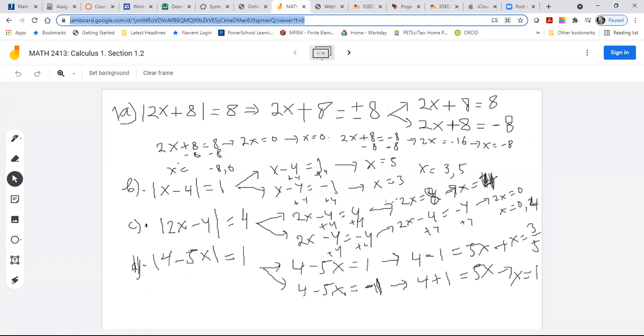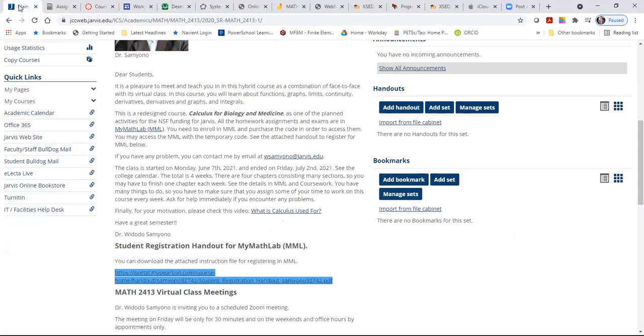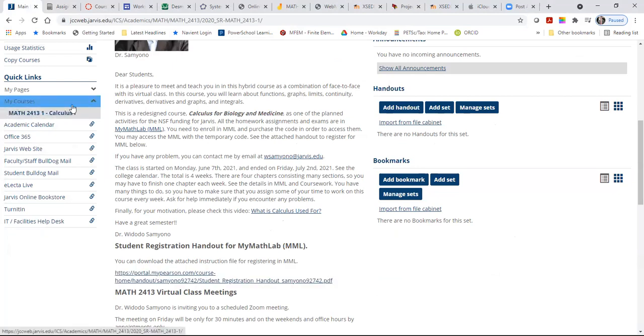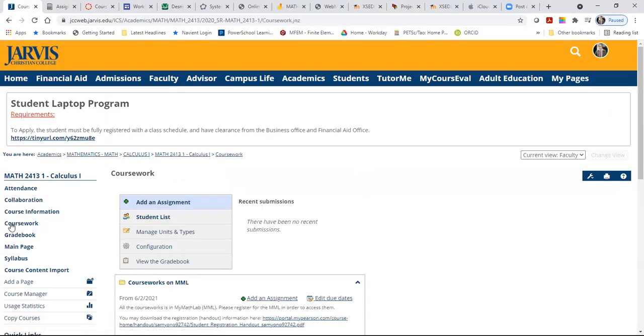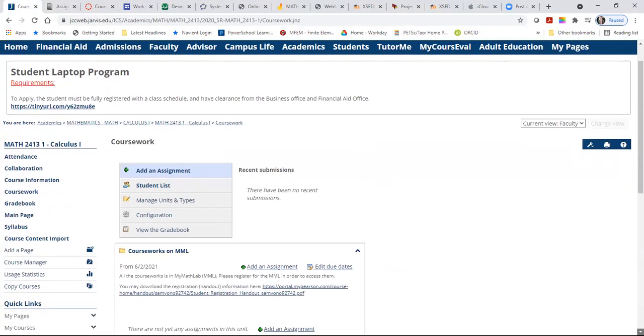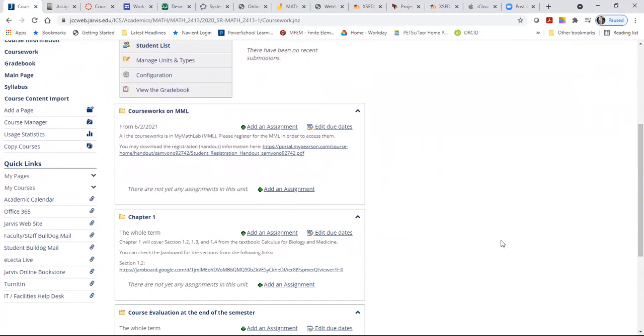I think I put this in the JCC web portal, but I didn't put, like, yeah, I think you have to go to the coursework. Yeah, I didn't do all of the problems yet. Okay, so I will continue working on it. So this is the Jamboard I put here. Wait, let me see. I don't think I saw that on my portal. Let me look.